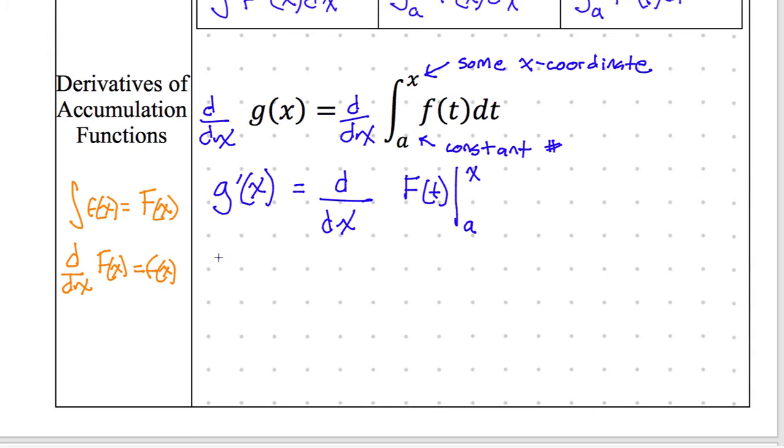Okay, now I'm going to just go to the next line. So g prime of x, nothing has changed on the left side. I'm not going to apply the derivative yet. I'm going to leave that until the very end. And when I plug in my bounds, I'm going to start my square brackets here just to let you know I'm about to do a bunch of stuff. I have capital F of x minus what? F of a.